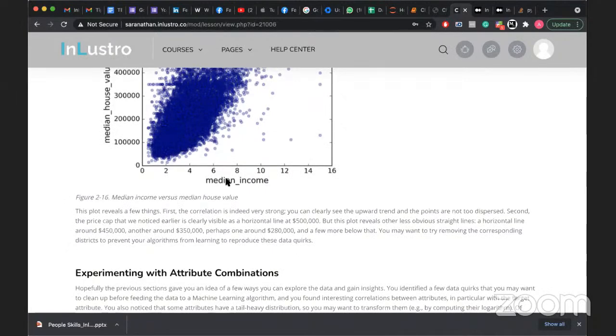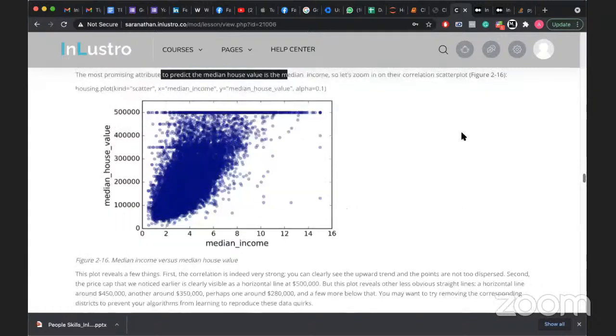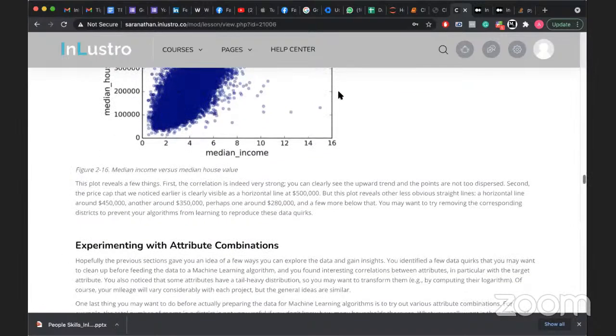So the plot reveals a few things. First thing is there is a correlation which is very strong and powerful. You can clearly see an upward trend and the points are not too dispersed. Secondly, the price cap we noticed earlier is clearly visible as a horizontal line, right? Remember the price cap we were talking about, there's no price beyond 500,000, right?